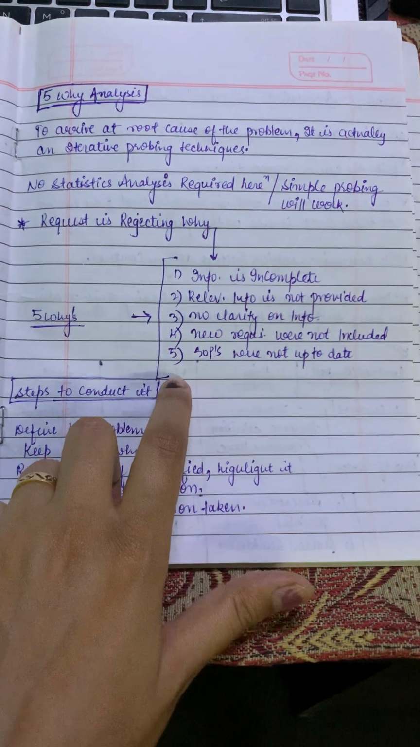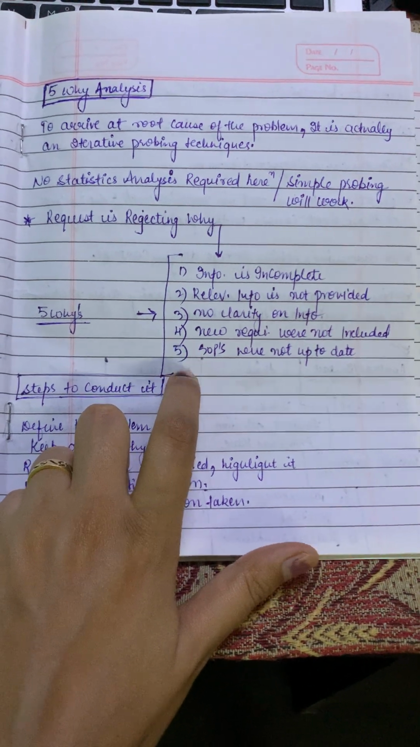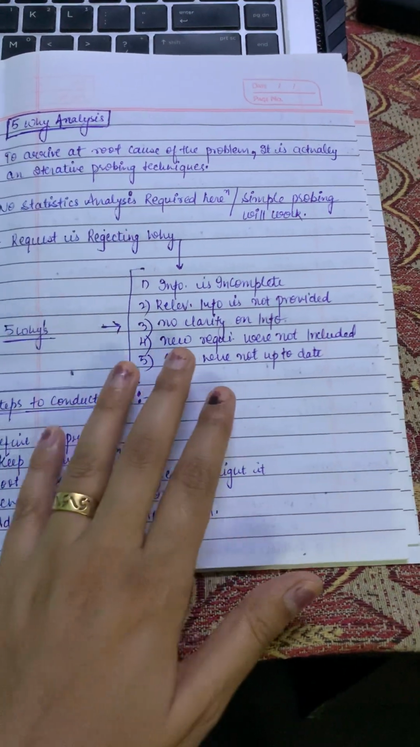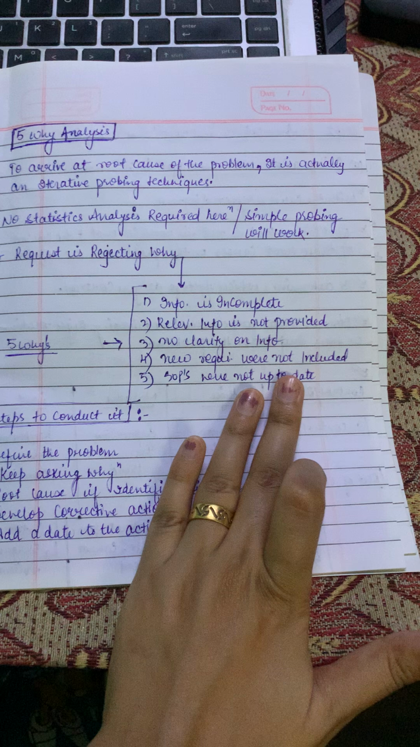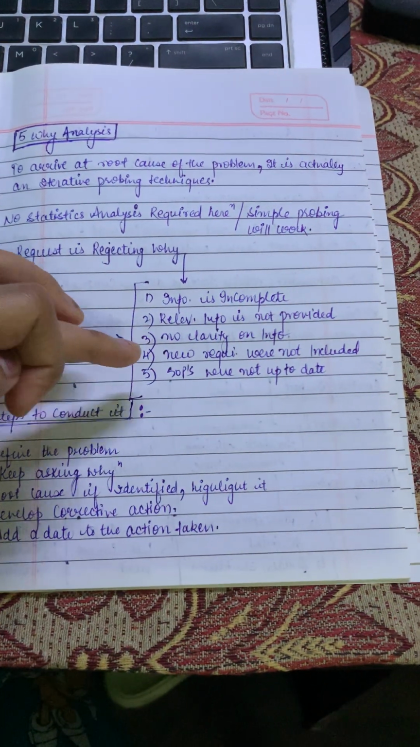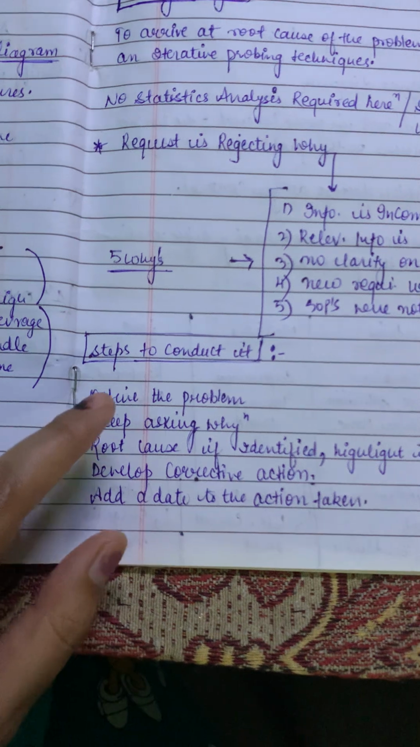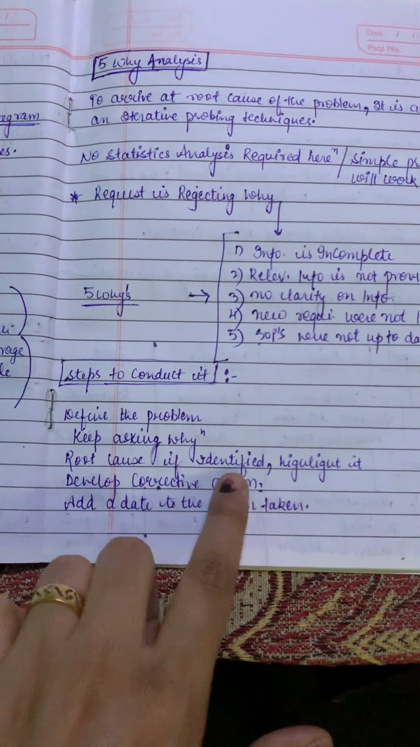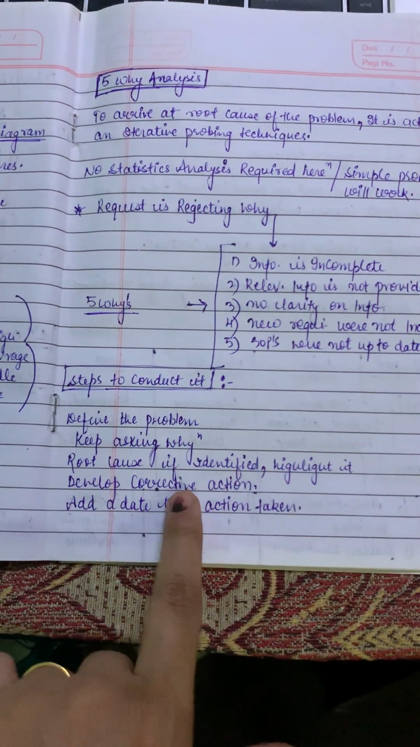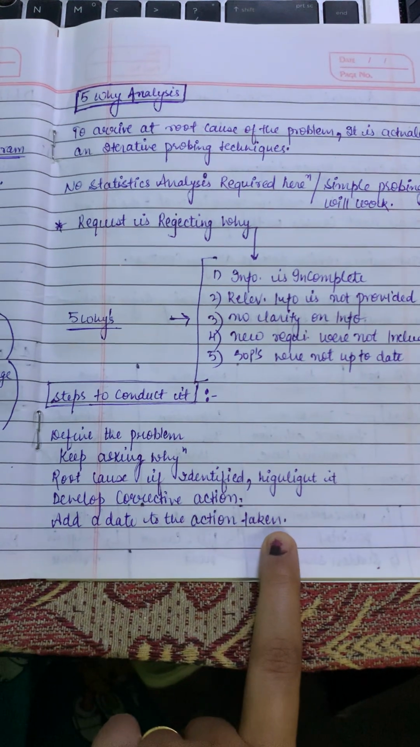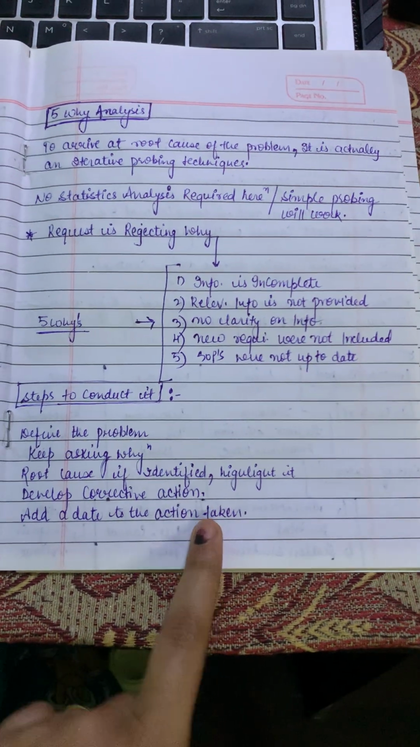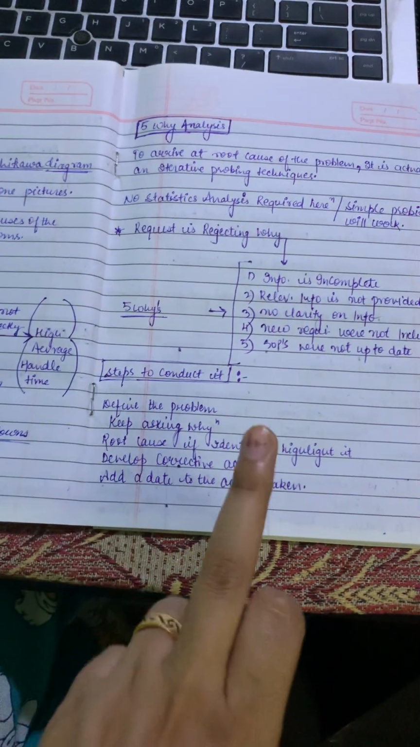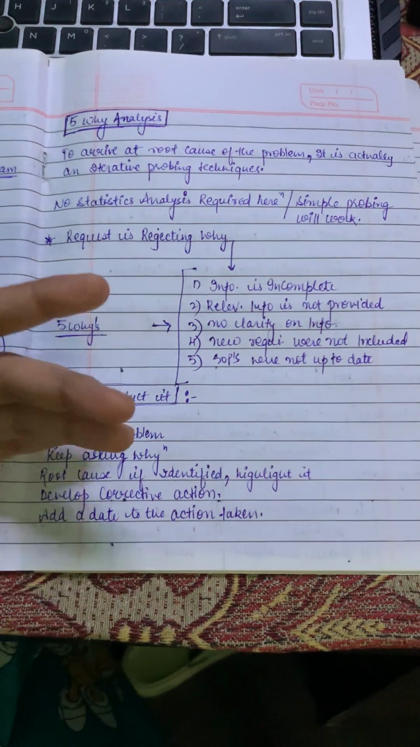Make sure that it can be more than 5 as well, until you are no longer asking why in the next part. We got the point here now, that SOPs were not up to date. That was the main root cause of this problem. Steps to conduct it: define the problem, keep asking why, identify root causes and highlight them, develop corrective action, and add a date to the action taken. So that is why we got the issue, and now we are working on it. This is what the whole process symbolizes. We'll be discussing another point in our next video.